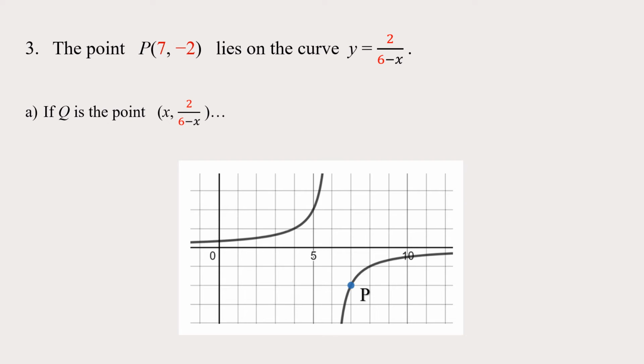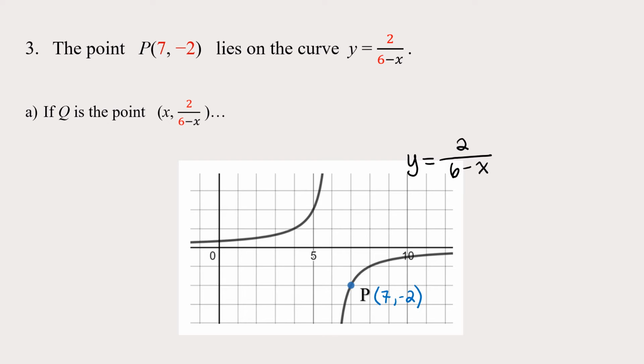Okay, let's look at a slightly more complicated problem. For this one, we have the point P, which is (7, -2), lies on the curve y is equal to 2 over the quantity 6 minus x. This image here is the graph of y equals 2 over the quantity 6 minus x. And then we have this point P here, which is that point (7, -2).